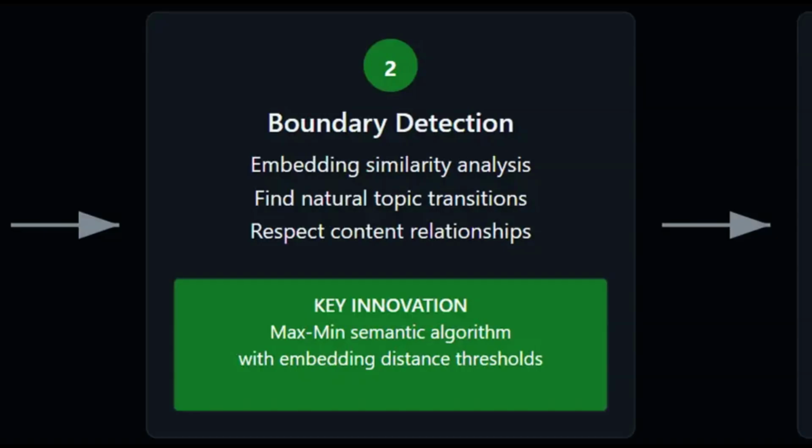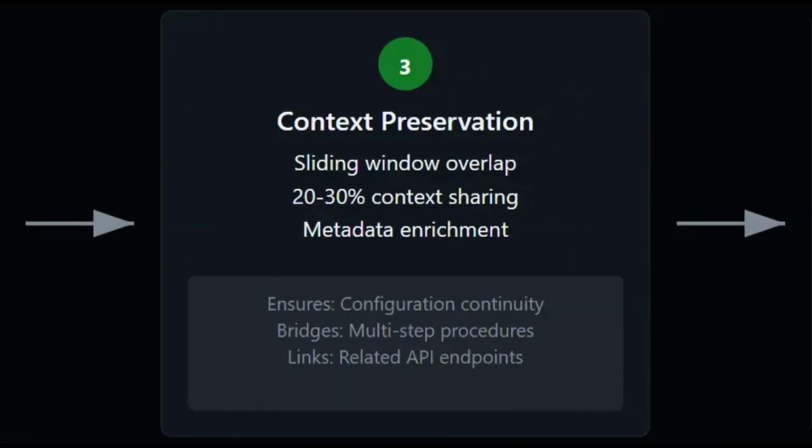The real game changer is preservation of logical relationships. Configuration examples stay with their explanations, troubleshooting steps remain sequential, and API endpoints keep their parameter descriptions intact. Sliding window chunking adds overlapping context between chunks, typically 20 to 30% overlap, ensuring critical information spans multiple retrievable units. This overlap ensures that contextual information at the boundaries of chunks is not lost during chunking, thus improving the chances of the right information being retrieved during semantic search.